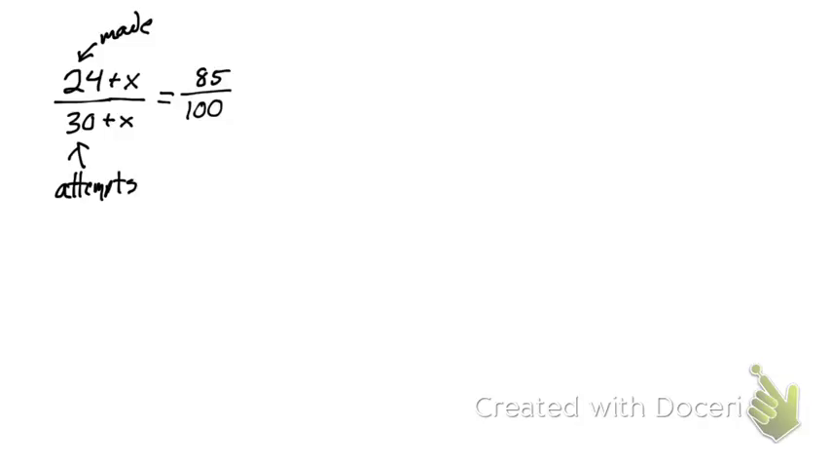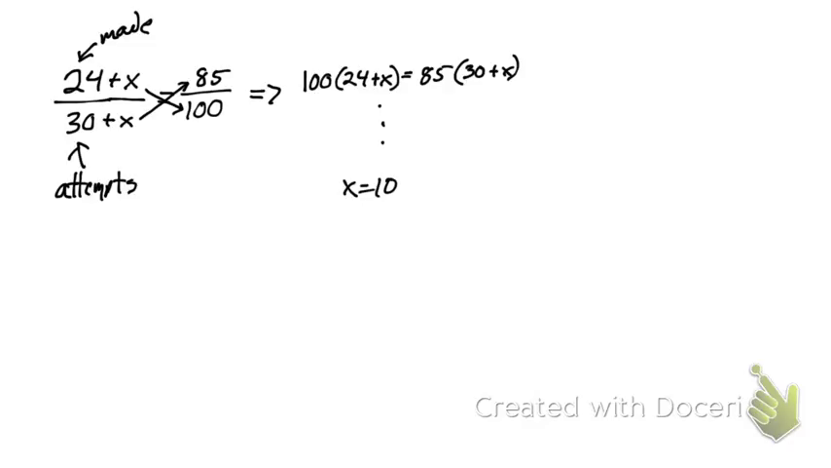So all we need to do now is our cross multiplication, which results in 100 times (24 plus x) equals 85 times (30 plus x). I'm going to let you do the math on your own, but you should come up with x equals 10. So she needs to take and make 10 more shots in order for it to be about 85%. Okay? Any questions on that one? That's probably the toughest one.